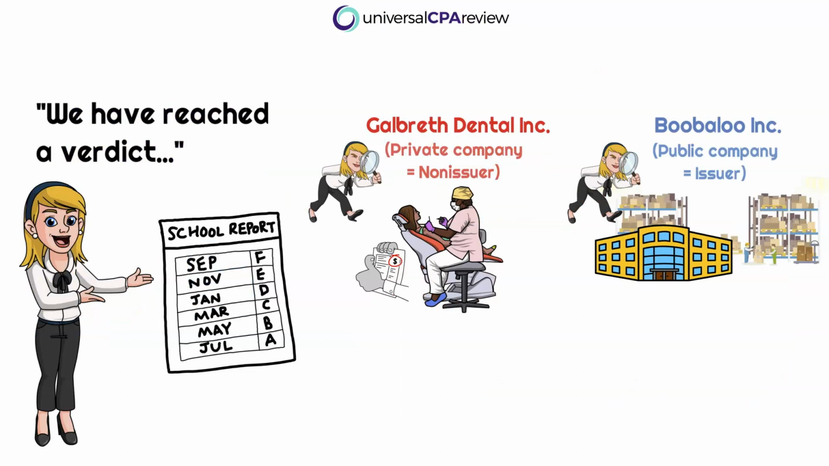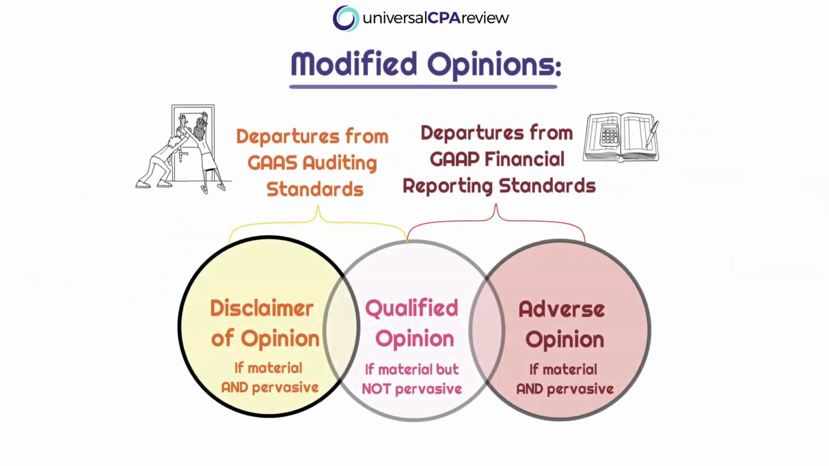Okay, Detective Lucy has now gone through all the motions when auditing both Galbraith Dental Clinic and Boobaloo Inc. She has reached her conclusion and is now ready to issue a modified opinion. So is she just going to slap together a report and call it a modified opinion? If only it was that simple. So the type of modified opinion will actually depend on the reason for the modification.